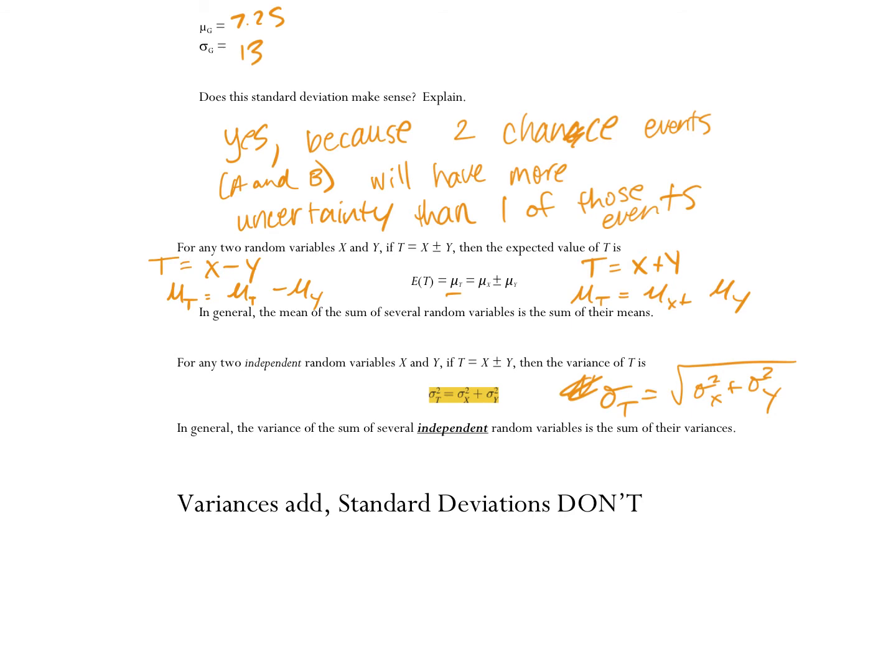And if what I'm doing is subtracting my two variables, my new standard deviation will still be the sum. So for standard deviations, you always add. But you don't add the standard deviations, you add the squares of those standard deviations, which we call the variance.